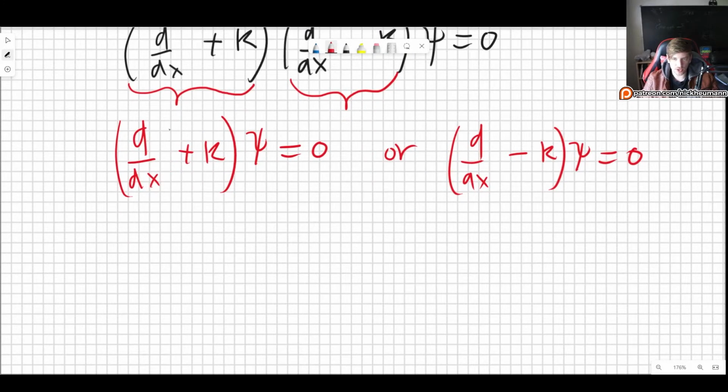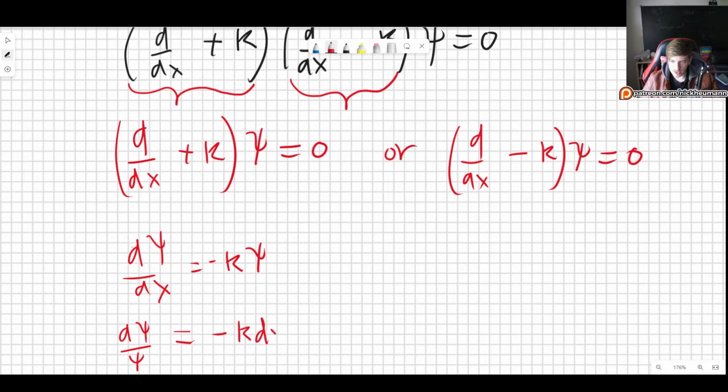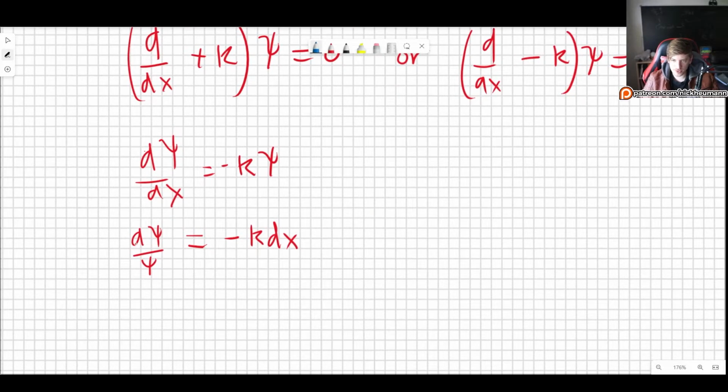So well, here we can just solve this very quickly. So we have d psi dx plus k psi equal to 0. So let's just write this as this is equal to minus k psi. So this is solvable by separation of variables. So we would have d psi over psi. This is equal to minus k dx. So here we can simply integrate.